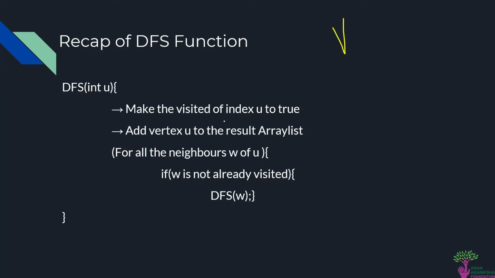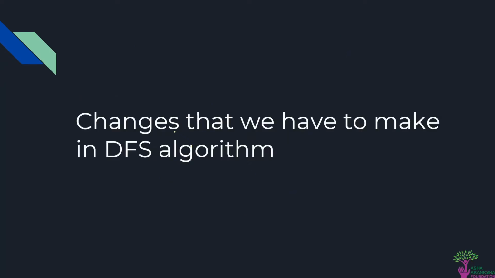So in the DFS function, we will first mark U to true, add the vertex U to the array list, explore all of its neighbors, and if it is not visited, we will call the DFS function. So this was just the overview of the DFS function. If you want to know in detail, please refer to our previous video which was on DFS. Moving on, let's see what all changes we have to make in the DFS algorithm so that we can detect cycle in undirected and directed graph.